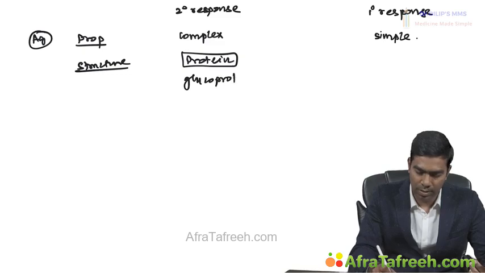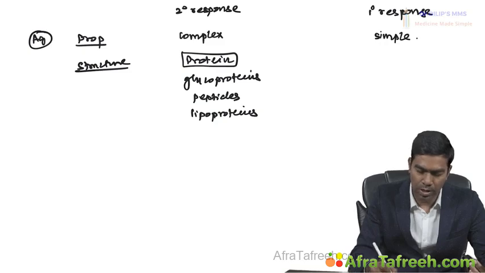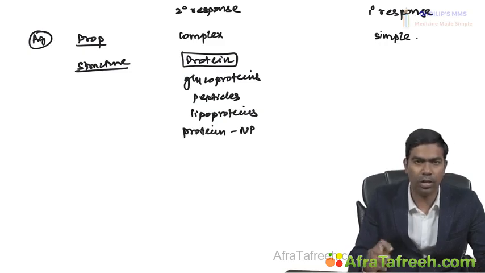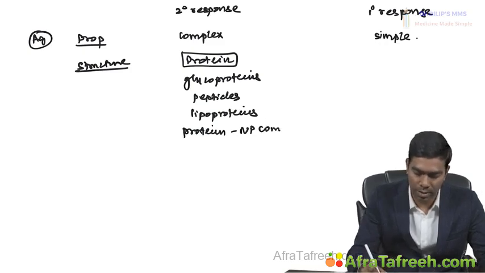glycoproteins, actual peptides, amino acid sequences, then lipoproteins, then protein nucleoprotein complexes, which means everything should be protein based. Protein, nucleoprotein complexes, all these things.